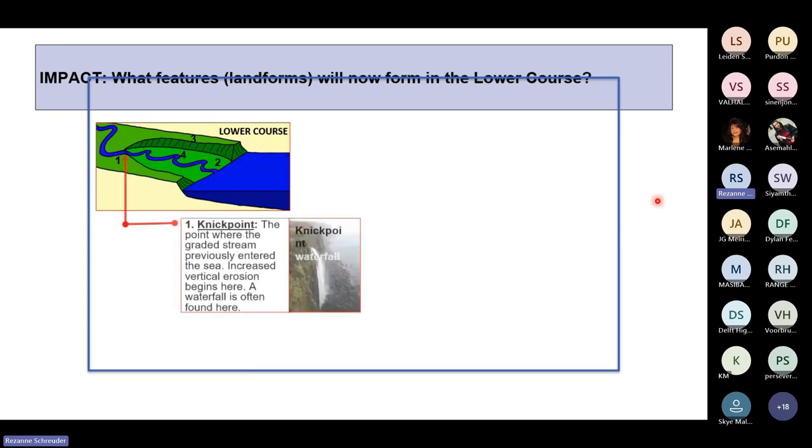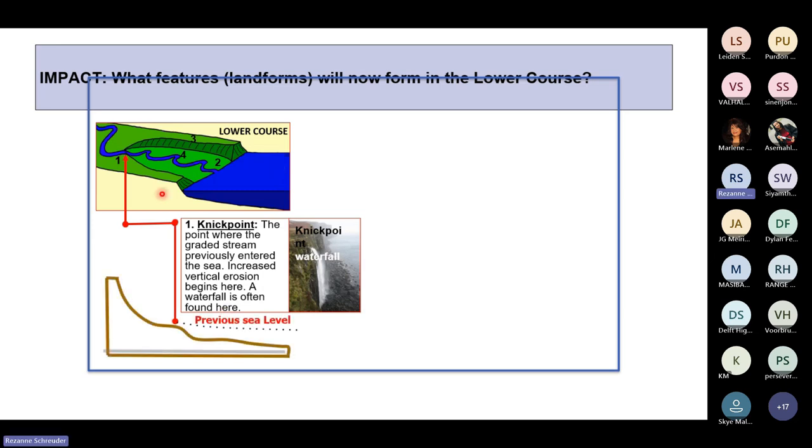All right, so let's have a look. In the lower course, after river rejuvenation, you can see that we used to have a level profile, and now we have a nick point waterfall. So the nick point is where the graded stream previously entered the ocean. So increased vertical erosion begins over here. So it's mostly a nick point waterfall. Then let's have a look at why we say that. So the previous sea level, remember we said the sea level has to drop. So the previous sea level, this area over here would have been over there.